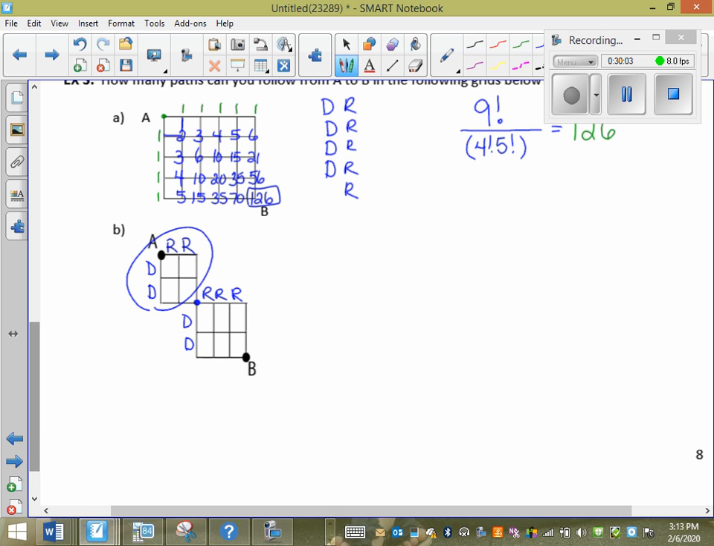4 factorial, because there's 4 letters, divided by 2 factorial, 2 factorial, times this one. 5 factorial, divided by 2 factorial, 3 factorial. Boom.